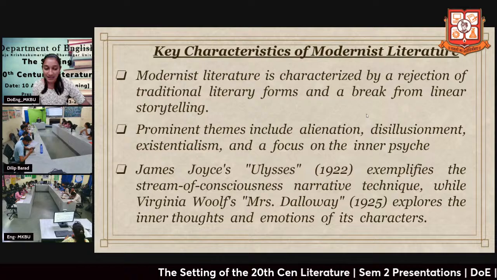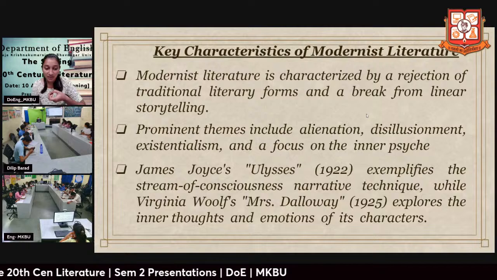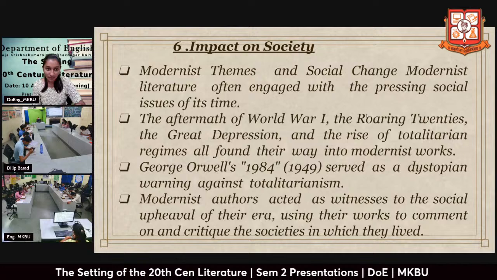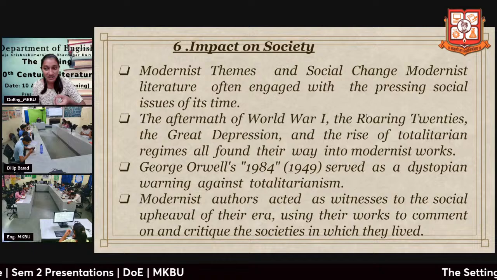Modernist literature explores the inner thoughts and emotions of its characters, to reflect the modernist idea of the inner psyche and themes like disillusionment or existentialism. Impact on society: how does modernism impact society? Modernist themes and social sciences.